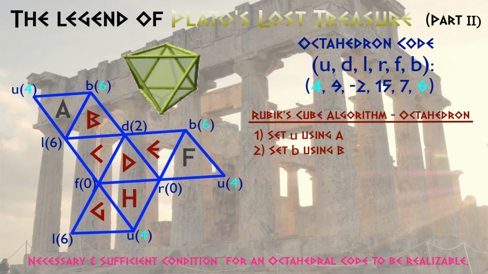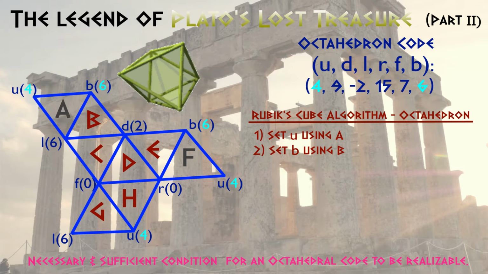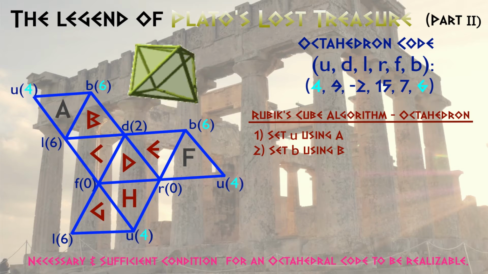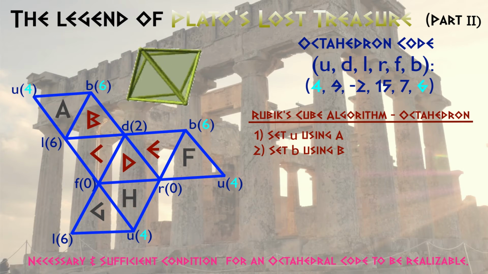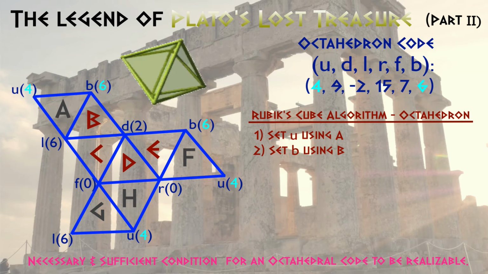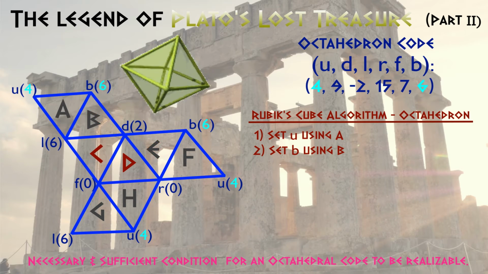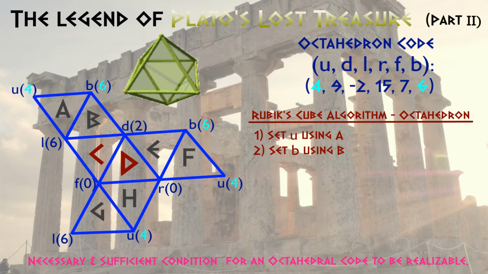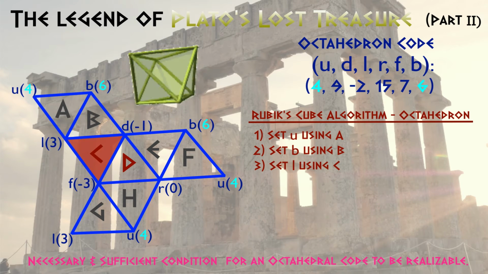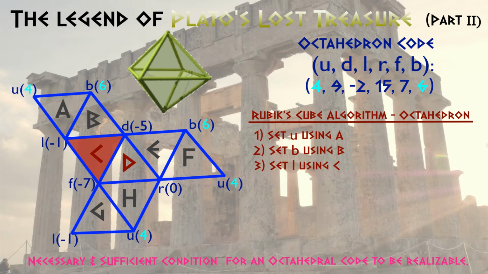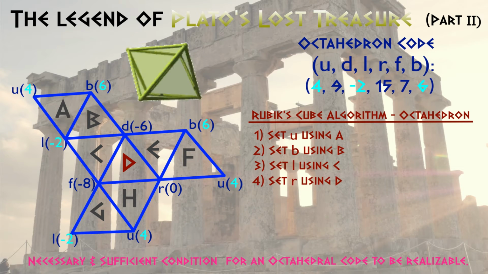Rather than think about which vertex to set next, let's think about which faces we can use. We don't want to mess up U, so in addition to excluding A and F, we also can't use G or H. And we don't want to mess up vertex B, so in addition to A and F, we can't use faces B or E. That only leaves two faces, face C and face D. We can use C to fix vertex L, and then use D to fix vertex R.